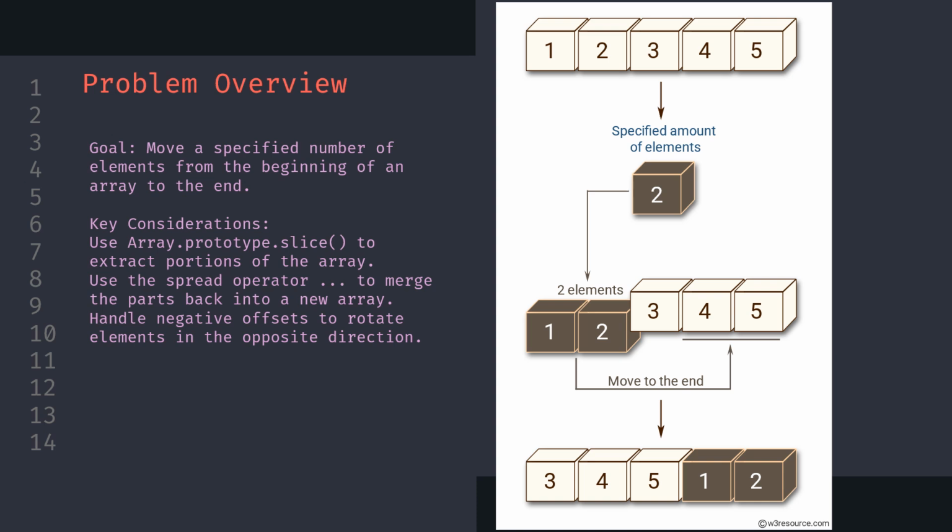The objective is to take a set number of elements from an array and move them to the end, creating a rotated version of the original array. This is a useful operation in data manipulation and UI interactions.